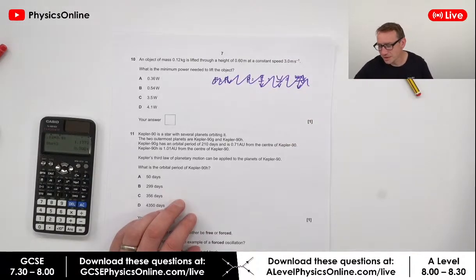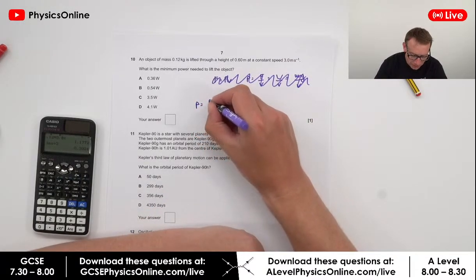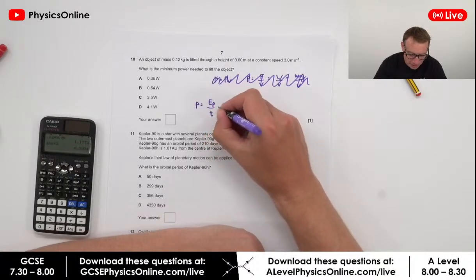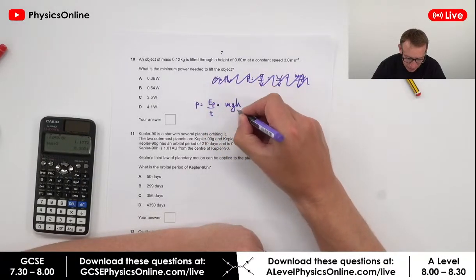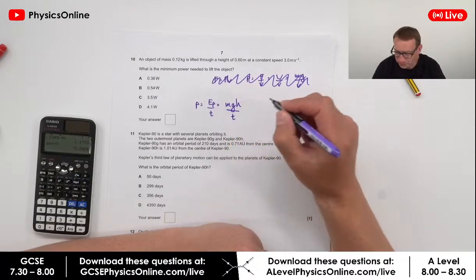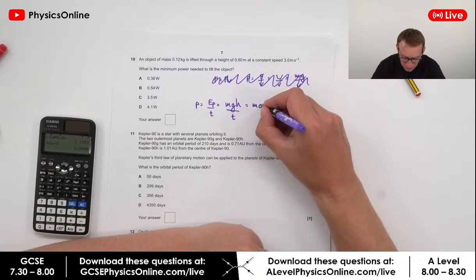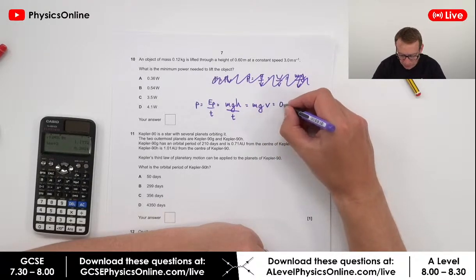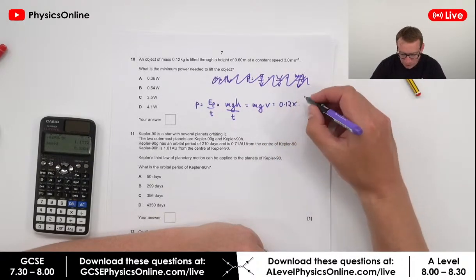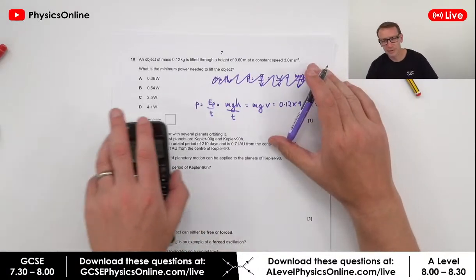Right. A better way to do it would be to say that the power is equal to the change in gravitational potential energy with time. And that's going to be equal to mgh over t, which is equal to mgv. So that's going to be equal to 0.12 times 9.81 times 3.0. Okay.